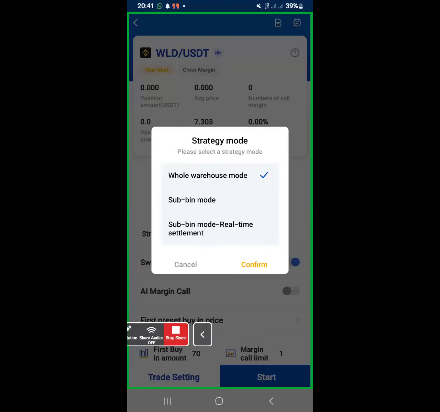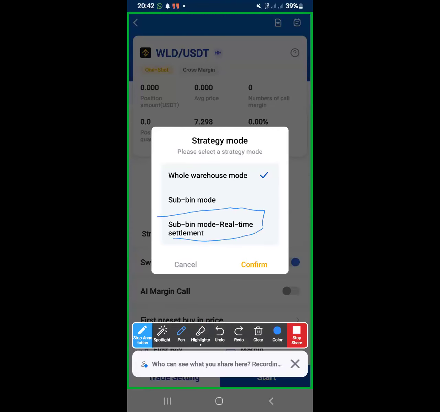However, if your strategy mode is the Sabine mode real-time settlement, the word settlement means once the robot buys, let's say for example, what was on the coin was $100, and the coin is floating at, let's say, -5%. If you allow the robot to buy more with $100, this $100 is going to enable the floating loss to reduce by half, let's say to 2.5.